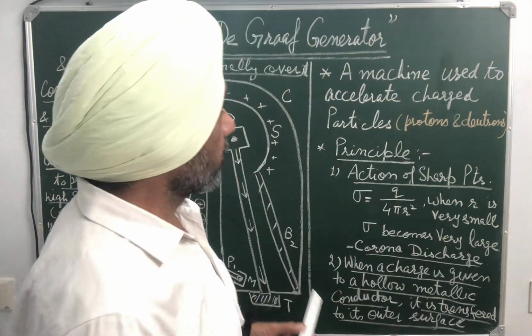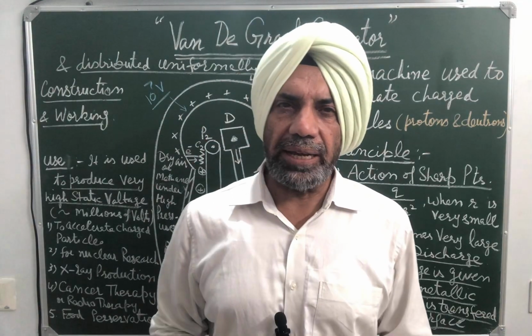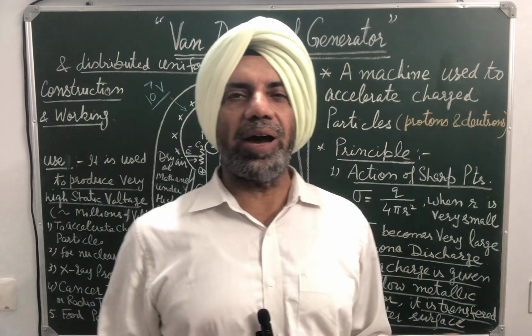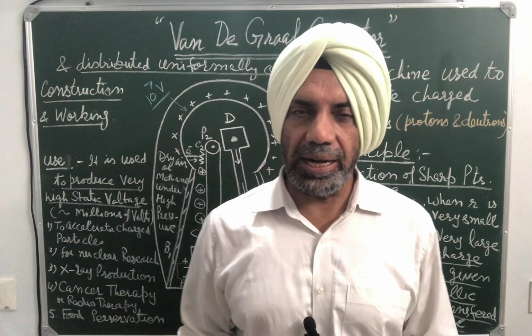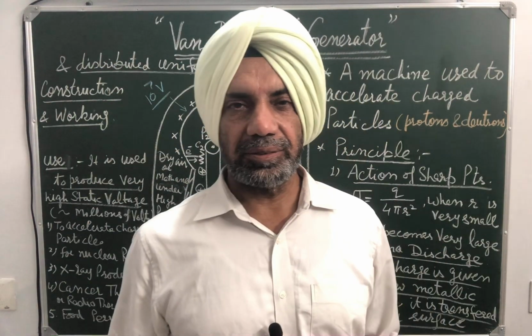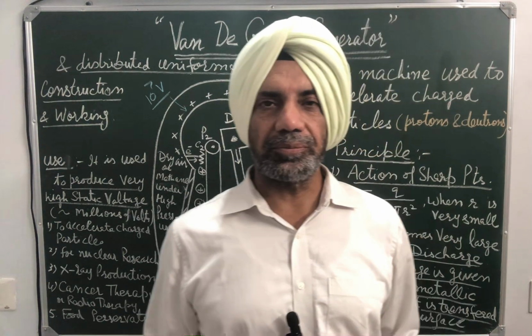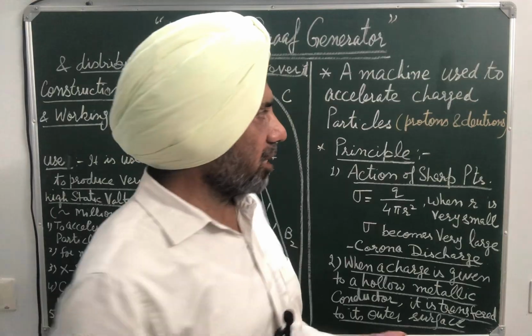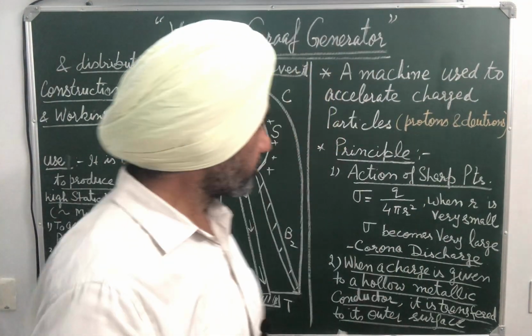So let us start. What is Van de Graaff generator? Van de Graaff generator is a machine or a device that is used to accelerate charged particles like protons, neutrons, even electrons also. So such a device is known as Van de Graaff generator.